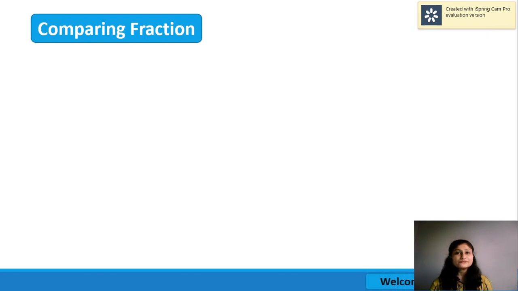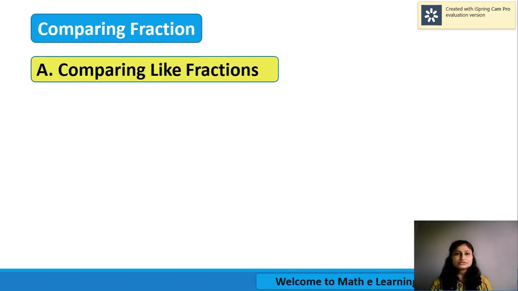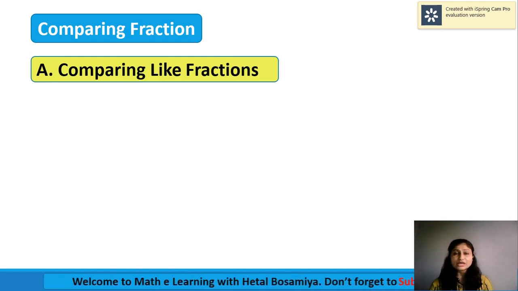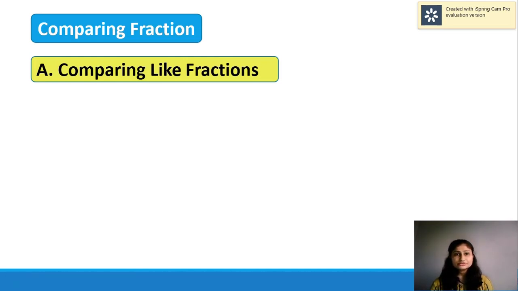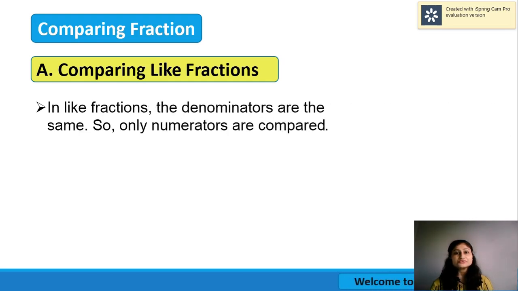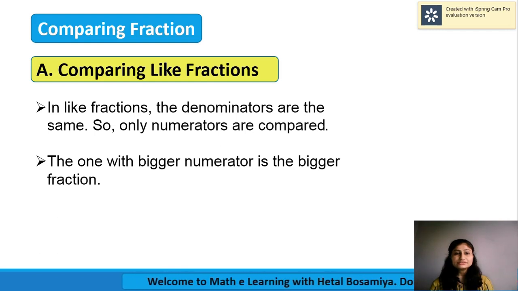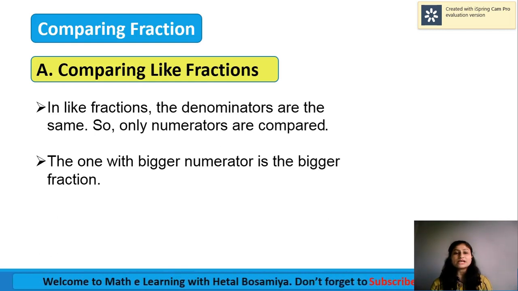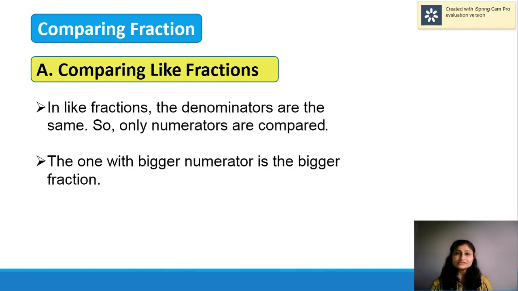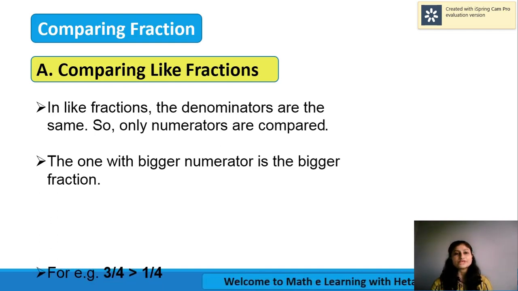How to compare fractions? First of all, if we have like fractions, then how can we do the comparison? Here in like fractions we have the same denominators, and for that we only compare the numerators. Whichever numerator is bigger, we call it the bigger fraction.